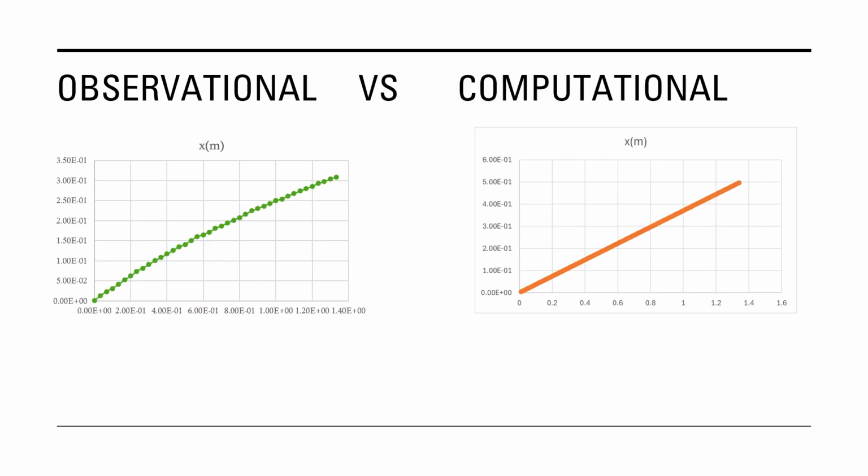And if we were to compare the observational and computational models, you notice that the observational model is less straight than the computational model. However, both demonstrate a constant slope or a non-changing slope, proving that it is a constant velocity, though the computational model does a better job at it.